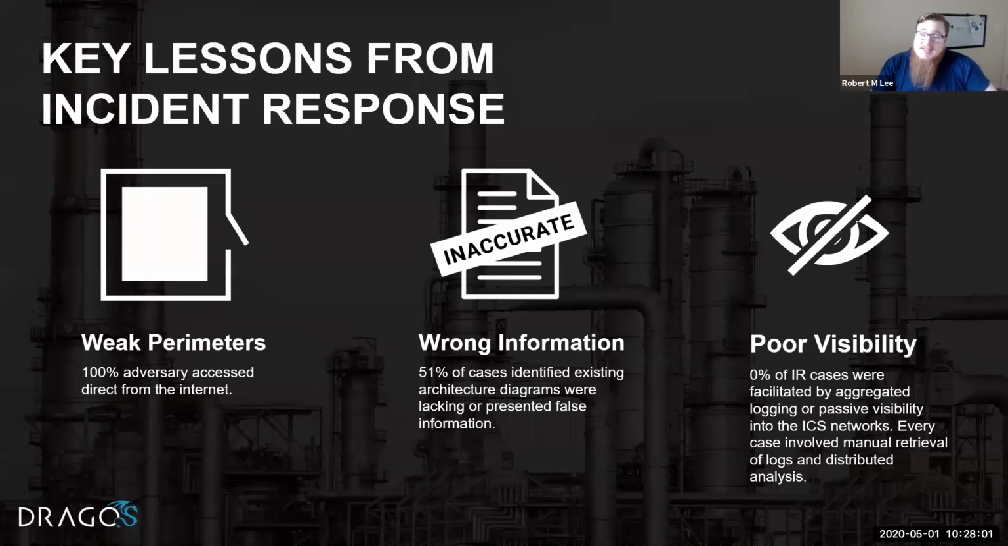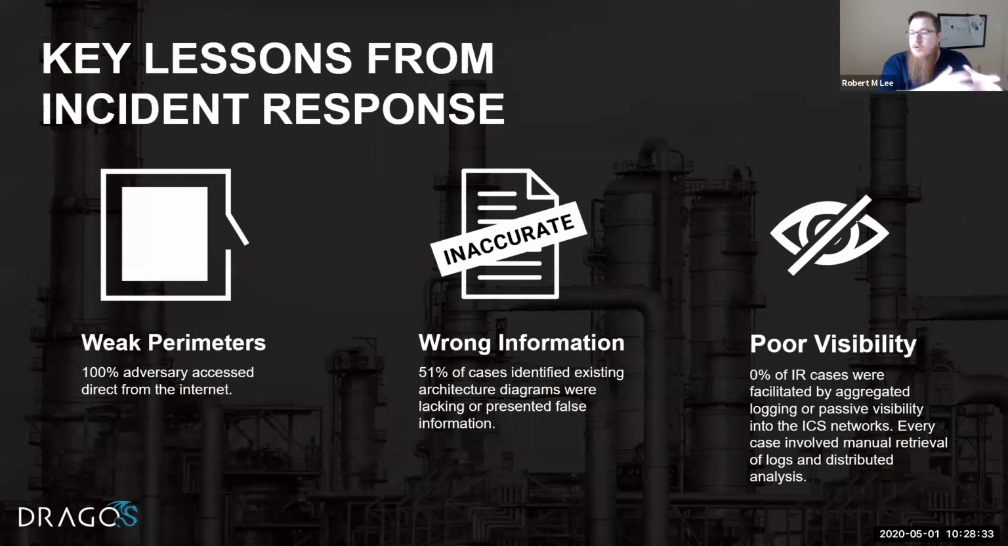The second one was really frustrating, and we're not trying to put anybody down. In 51% of the incident response cases we did, the information presented to us on day one, the diagrams and information on how the network looks and how the ICS is configured, was wrong. So 51% of the time, we would have been better off not listening to the asset owner or operator at all and just figuring it out from the beginning. And you don't want to be in that situation.